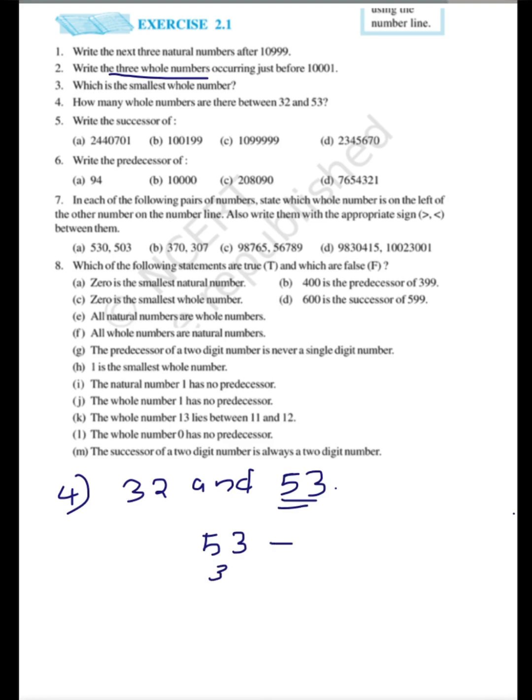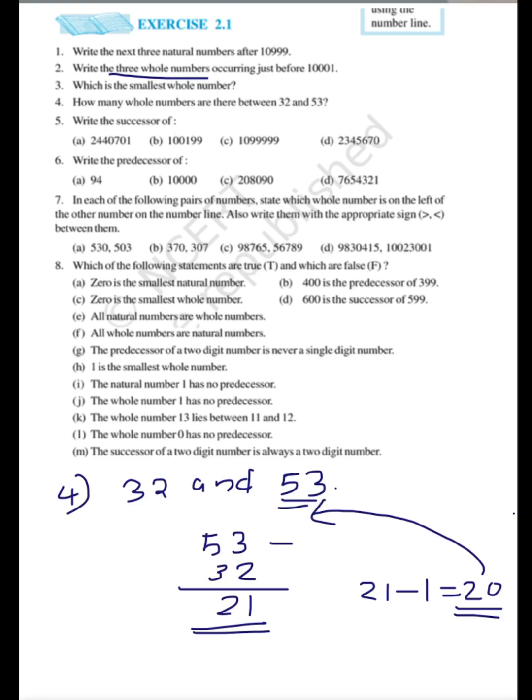So 53 minus 32. What is 53 minus 32? You will get 21. Now you have to just subtract 1 from this 21, so that you will get the answer as 20. So you can tell that there are 20 whole numbers between 53 and 32. Understand? If a question is asked in this way, then you have to take the difference of the two numbers, that is 53 and 32, and then you will get 21.